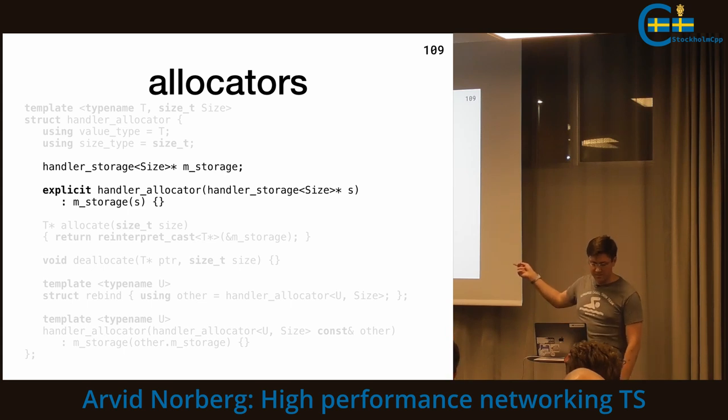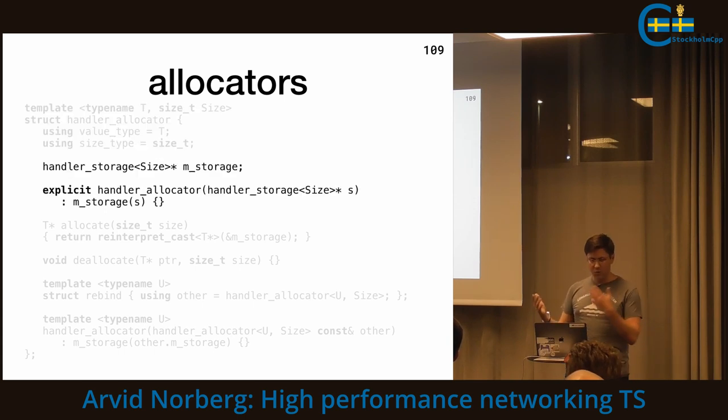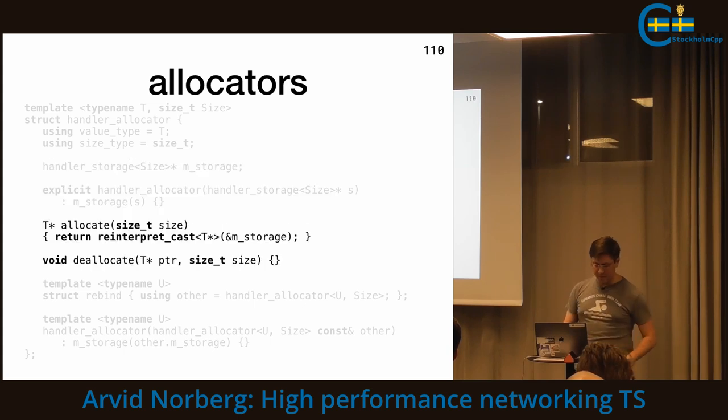This is the pointer to our storage. So this is the handler storage size. Size is a template argument. Oh, by the way, the template arguments here: T is the type that we're allocating. Size is the size of our storage. We need a pointer to the storage, because that's the pointer that we're going to return in the allocate function. And in the constructor, we need to know what that pointer is. So that gets passed in and we store it in m_storage. And then we have the allocate and the deallocate function. Simple, just take our storage, reinterpret_cast it to whatever type we're trying to allocate, and return the pointer. Deallocate, we don't do anything, we're done, because we only have one slot anyway.